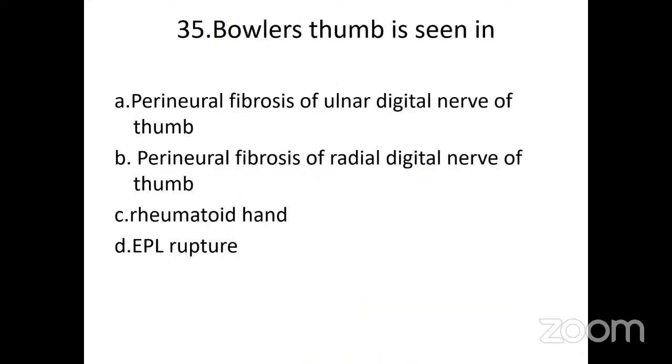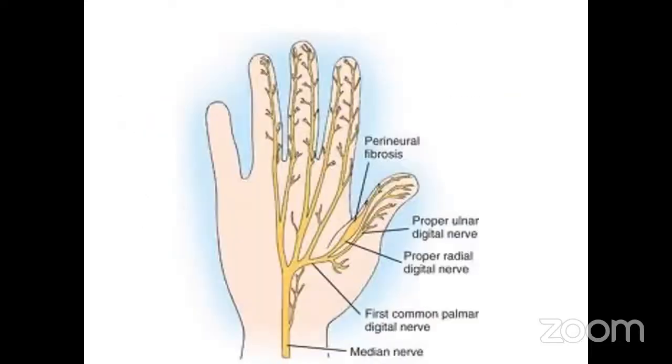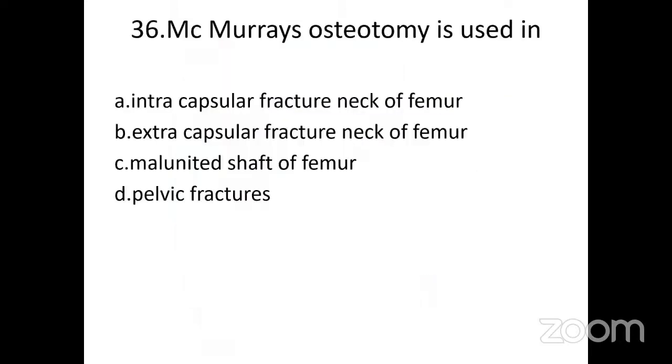Then Bowler's thumb is seen in... In bowlers, there can be undue friction of this nerve, and that can cause perineural fibrosis. So typically the ulnar digital nerve of the thumb; the median nerve divides into the medial and the lateral half to the thumb, and it is actually the ulnar digital nerve. Ulnar digital nerve is nothing but the branch of the median nerve to the thumb, and that can get fibrosis. So perineural fibrosis of the ulnar digital nerve of the thumb is called Bowler's thumb. So the ulnar digital nerve is involved.